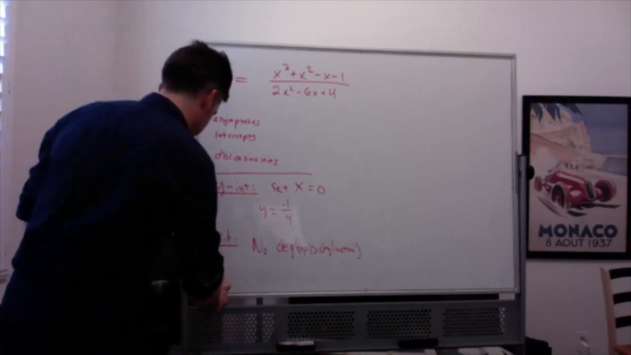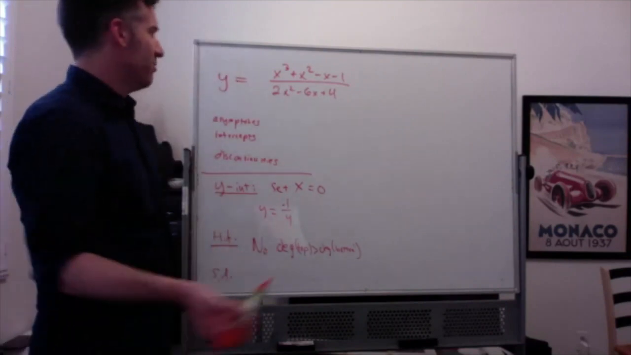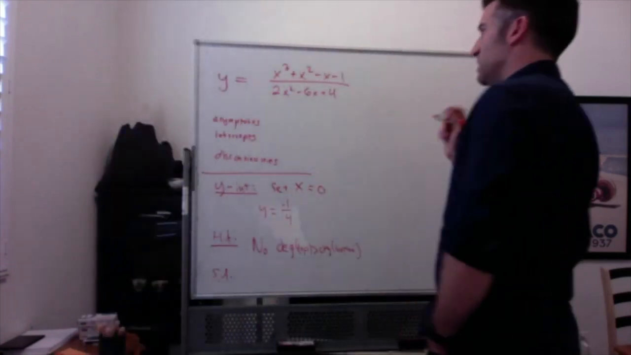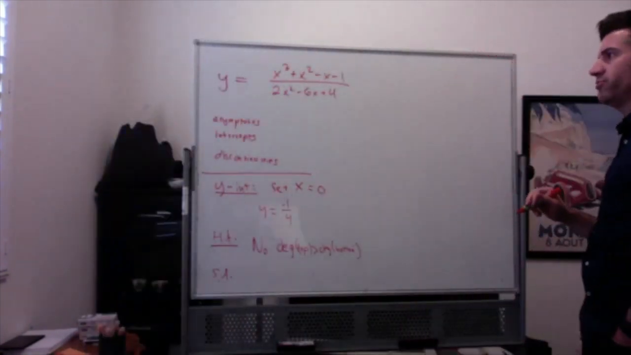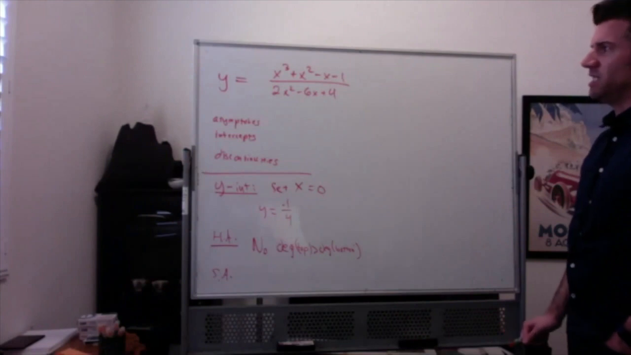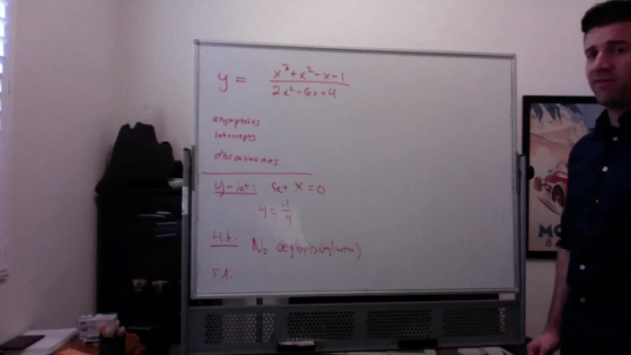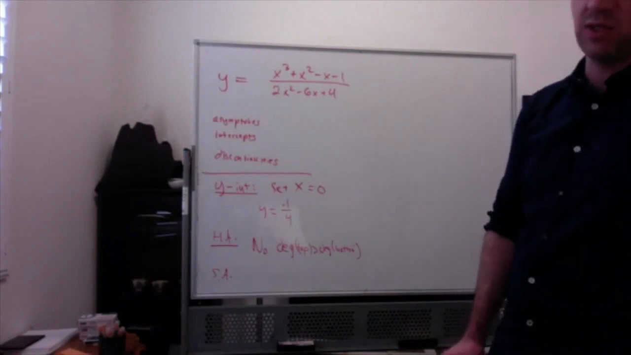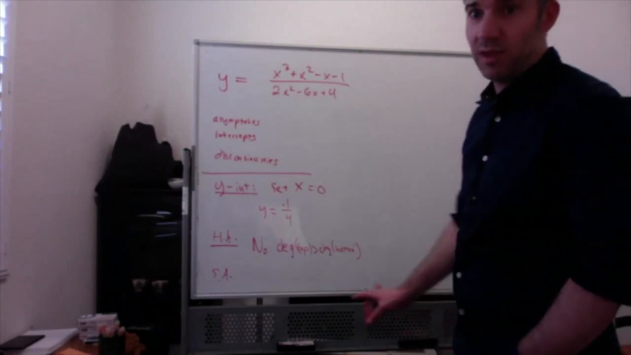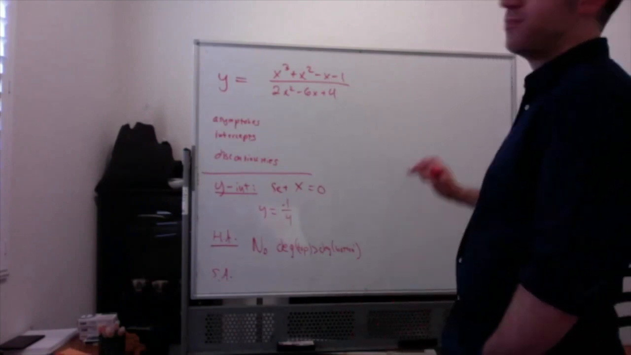So slant asymptote, we did this last time, we should still do it again. And this one's going to be fun. Yeah. So before I start finding the slant asymptote, I really should do some other work. I'm going to come back to that then.